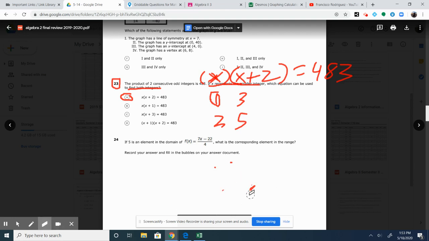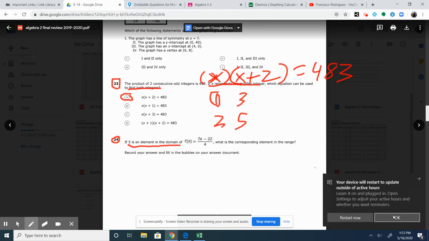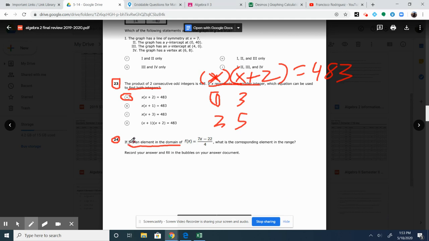Now we're going to be looking at number 24. Number 24 says that if 5 is an element in the domain of f of x equals (7x minus 22) over 4, what is the corresponding element in the range? In other words, if x is equal to 5, then what is our y value going to be equal to? Because we're talking about domain, which is x, and our range would be y.